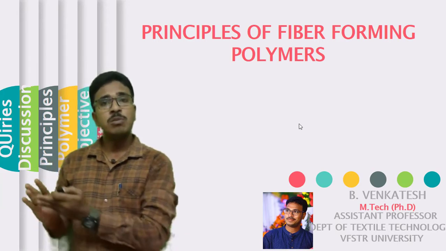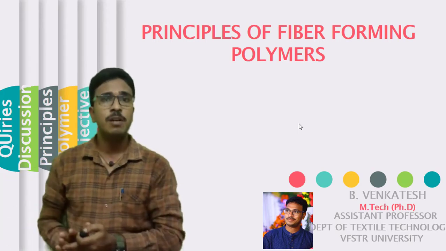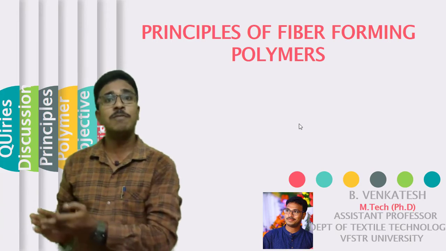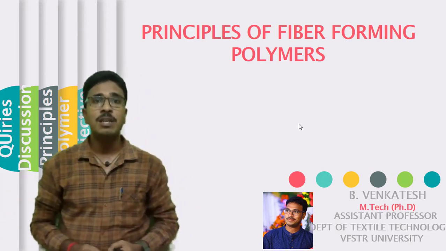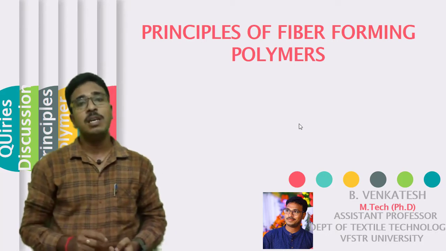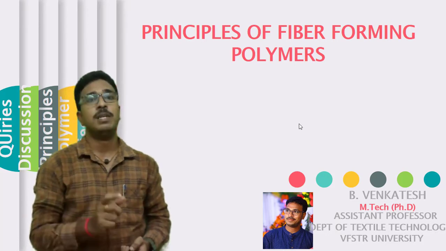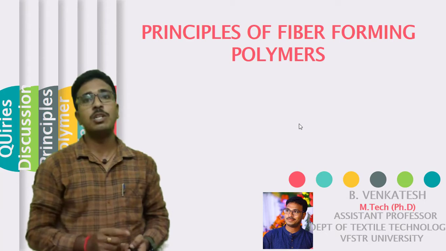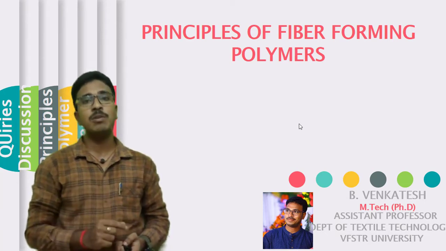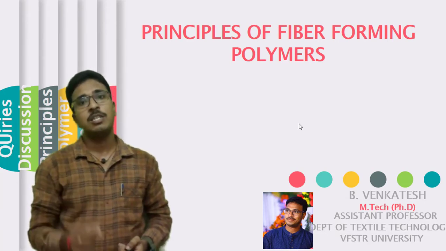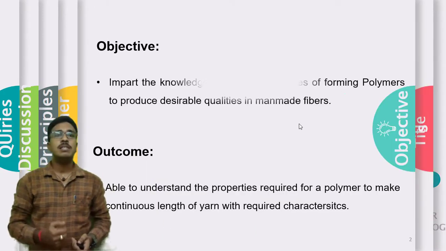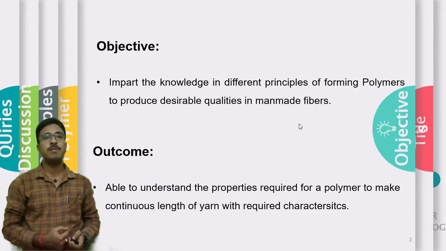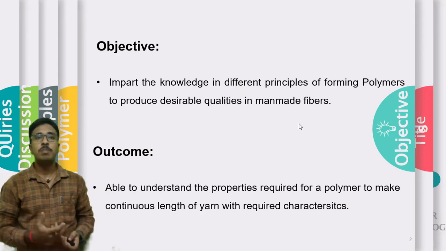So in order to fulfill the purpose of a particular end use application, we have to select a polymer that should have some kind of properties. Understand? This is the topic we will be discussing in today's class.